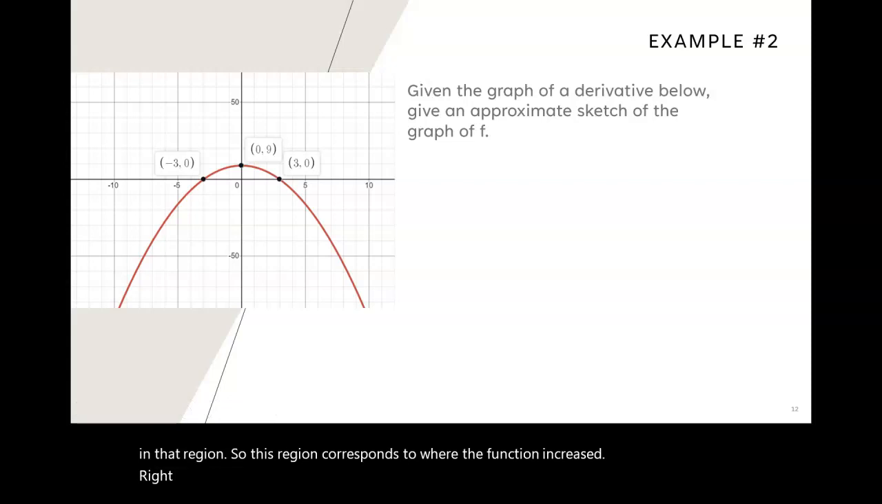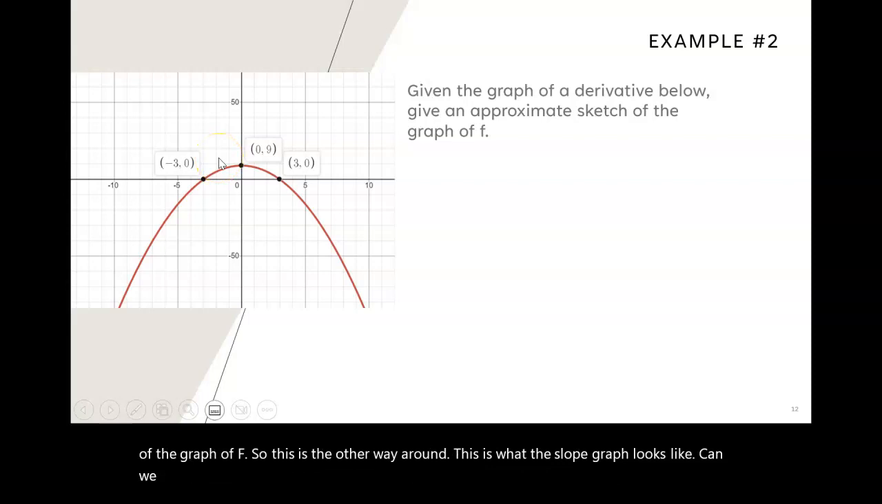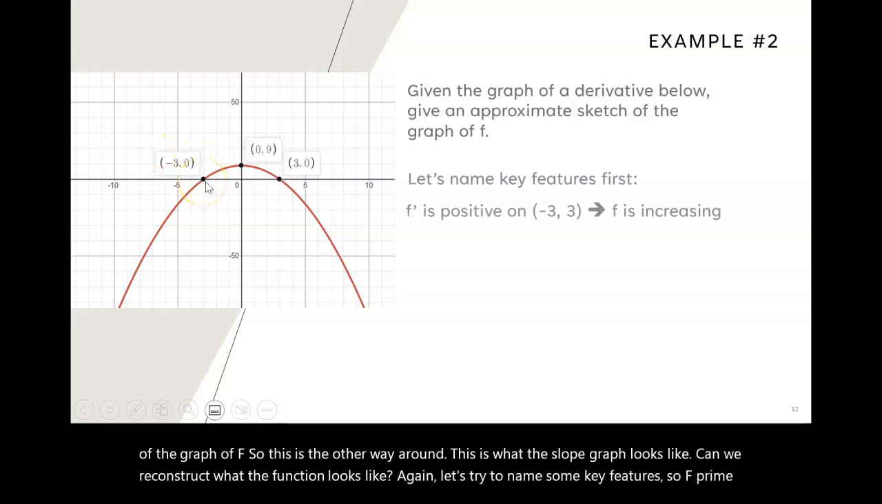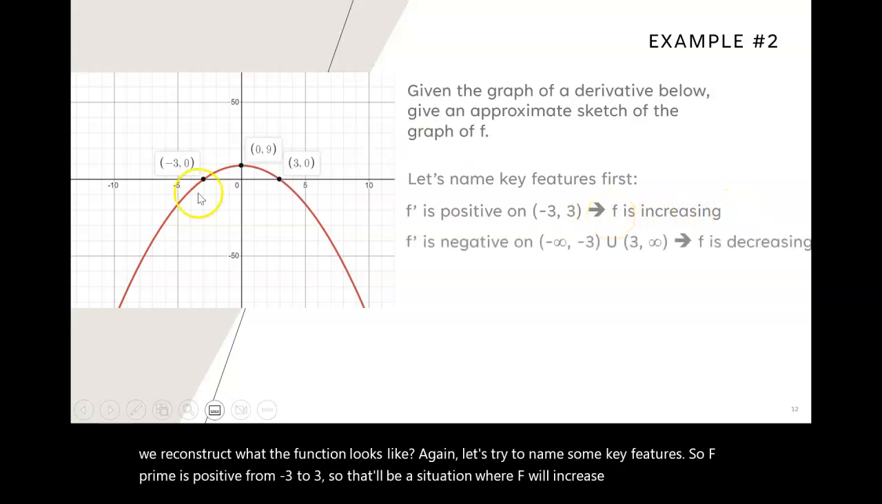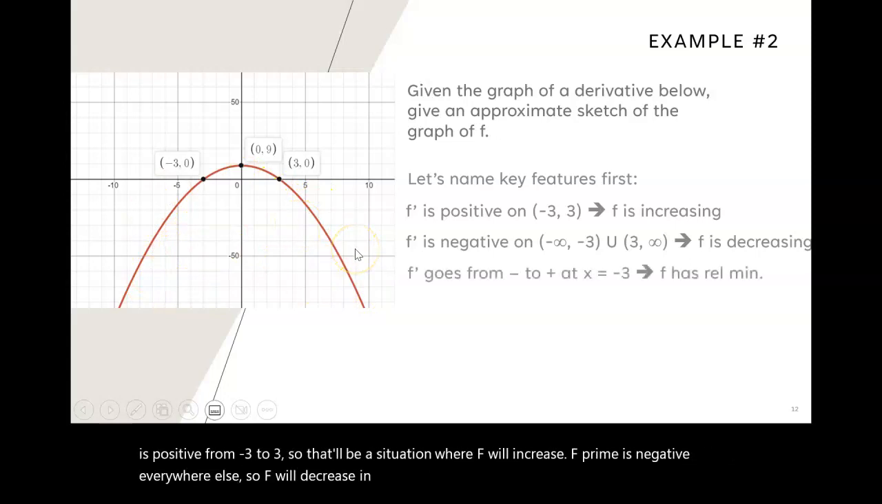All right, last example here. Given the graph of a derivative below, give an approximate sketch of the graph of f. So this is the other way around. This is what the slope graph looks like. Can we reconstruct what the function looks like? Again, let's try to name some key features. So f prime is positive from negative 3 to 3, so that will be a situation where f will increase. f prime is negative everywhere else, so f will decrease in all those spots.